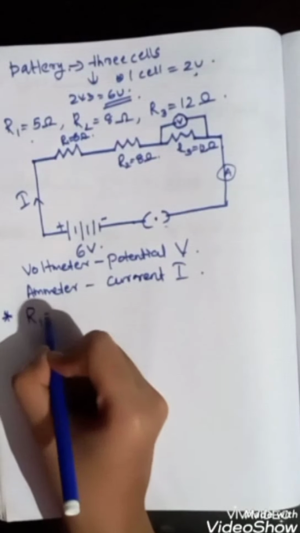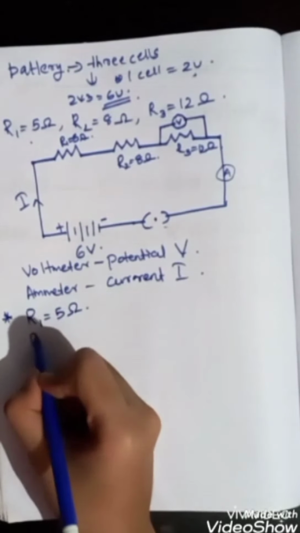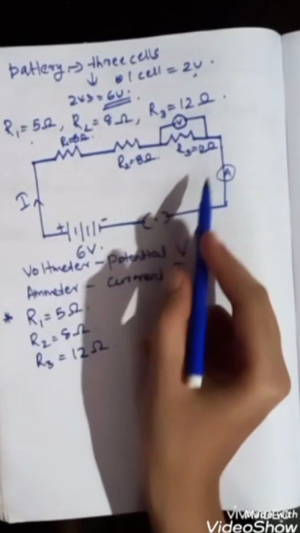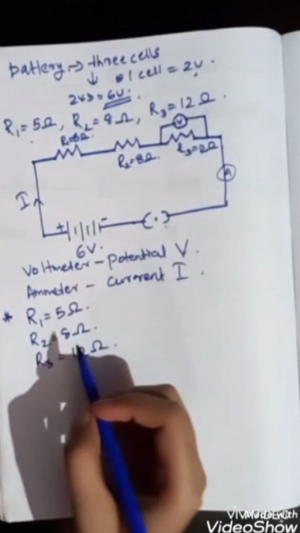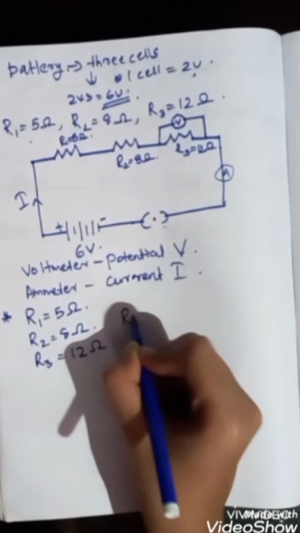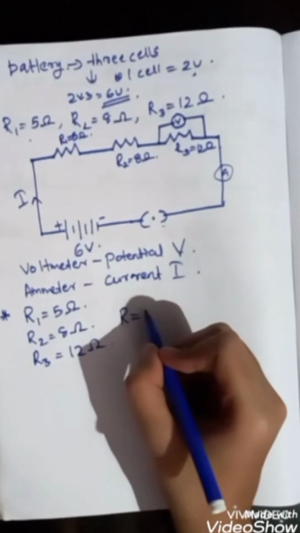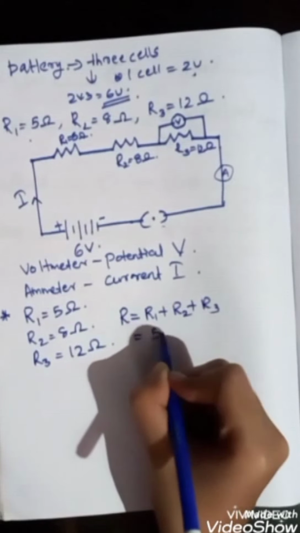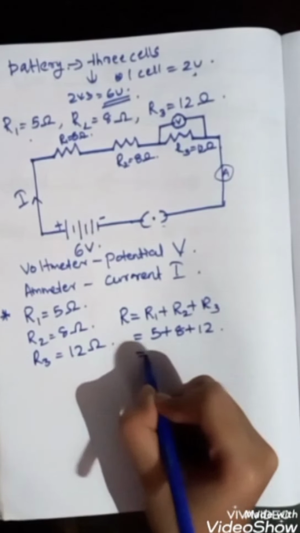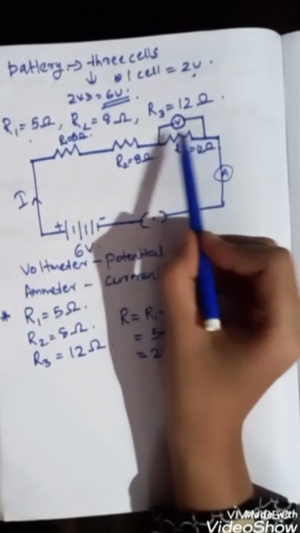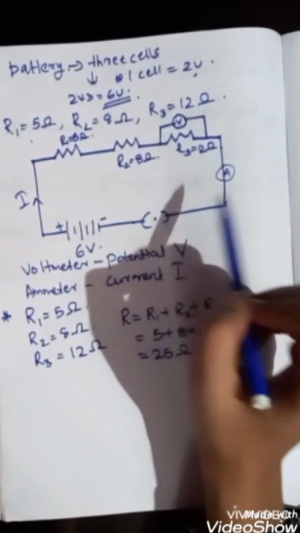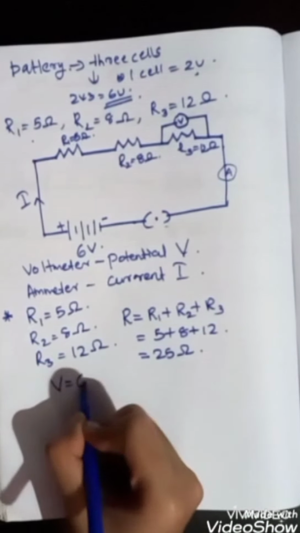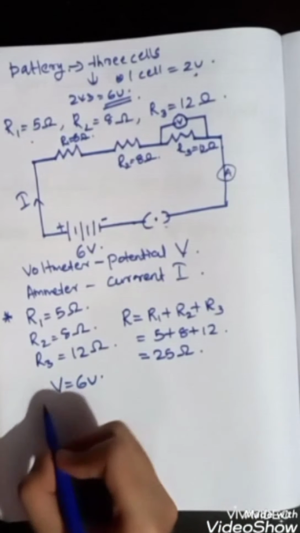We know R1 is equal to 5 ohm, R2 is equal to 8 ohm and R3 is equal to 12 ohm. In a series combination, the current is constant through these 3 resistors. The total resistance R is equal to R1 plus R2 plus R3, that is 5 plus 8 plus 12. We will get R is equal to 25 ohm. So the total resistance of this circuit is 25 ohm, and the potential difference is V equal to 6 volt. Then what is the current?